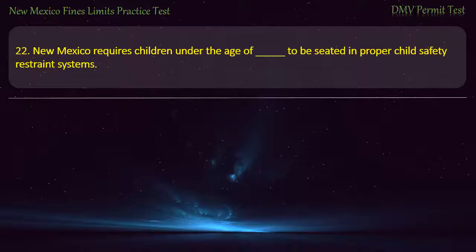Question 22. New Mexico requires children under the age of to be seated in proper child safety restraint systems. 6. 8. 2. 4. Answer. 2.